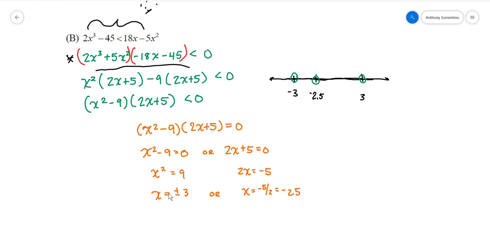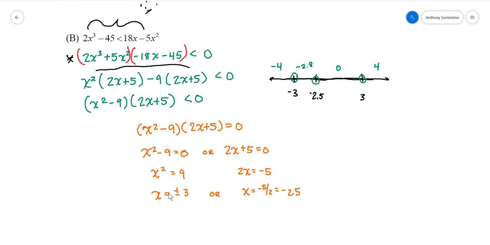Now I'm going to choose some representatives from each of the regions, from these subintervals. So anything less than -3, I'm going to choose -4 as a representative for that. Between -3 and -2.5, -2.75 would be a good one, or I can even just say -2.8, to make my life a little easier. Between -2.5 and 3, I'm going to choose 0, and for one that's more than 3, 4.